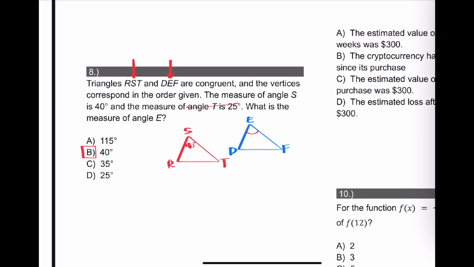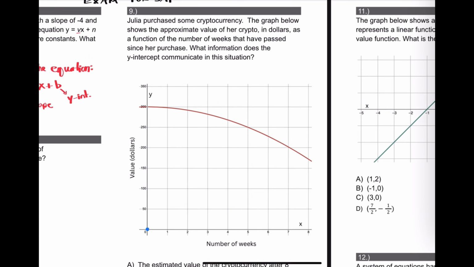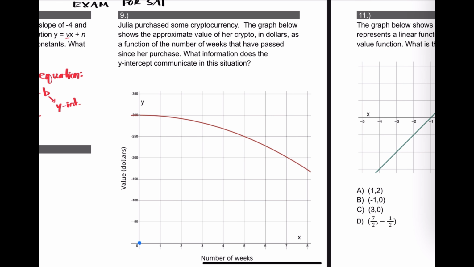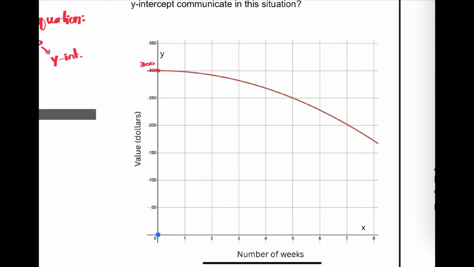Okay. Moving on to number 9. Got a little graph and an explanation here. It says Julia purchased some cryptocurrency. The graph below shows the approximate value of her crypto in dollars as a function of the number of weeks that have passed since her purchase. What information does the y-intercept communicate? So the y-intercept is this point right here, which is $300.